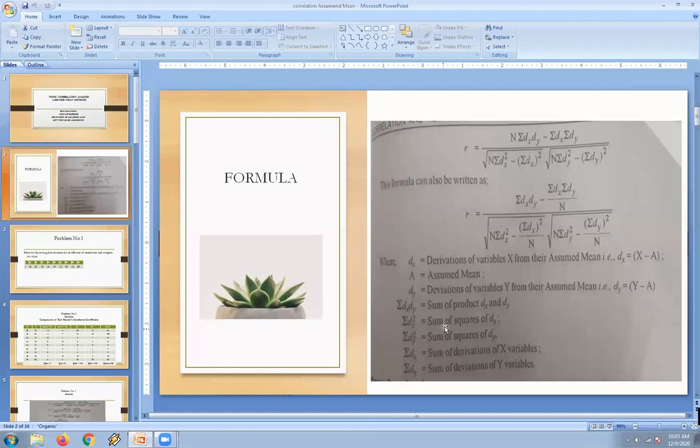The dx value will be squared, then it becomes dx square. Again the dy value, when you square it, becomes dy square. The sum of the deviations: the total value of the deviations of the x variable is called sigma dx, and the total of the y deviations is called sigma dy.